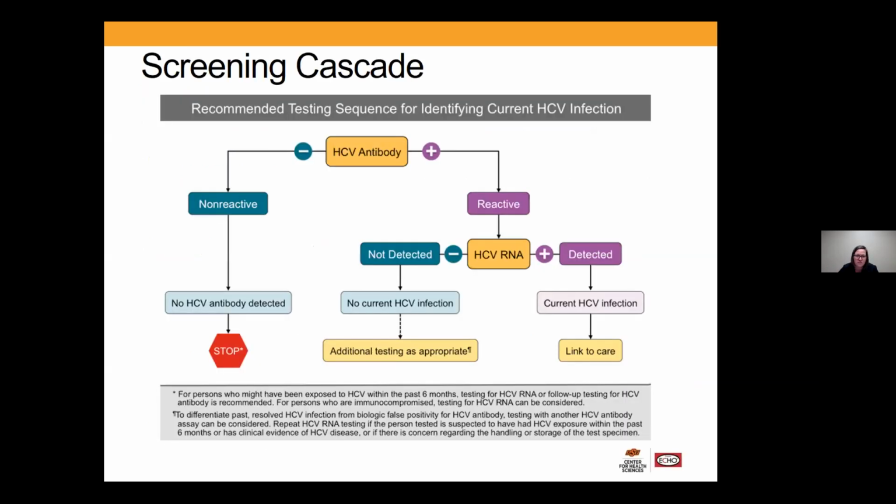So back to our screening cascade. Let's say you got the positive antibody, and then you get an RNA or viral load, the quant, and it's not detected. So that's when we know the patient does not have a current hepatitis C infection. So either A, they've been treated and cured, or B, they resolved the infection on their own. And again, from this point, you may not need to do anything, especially for patients who don't have those active risk factors.